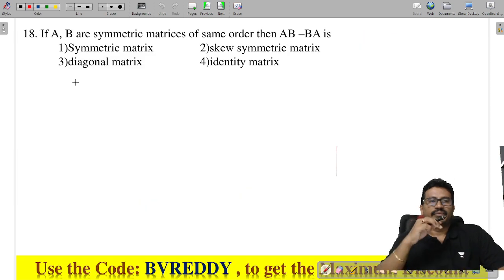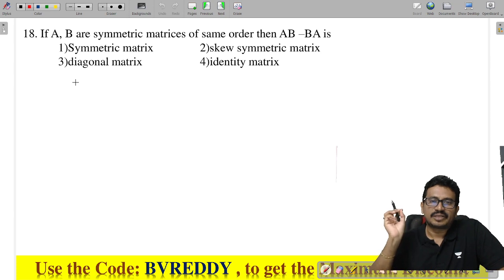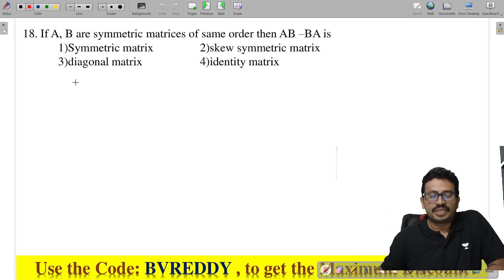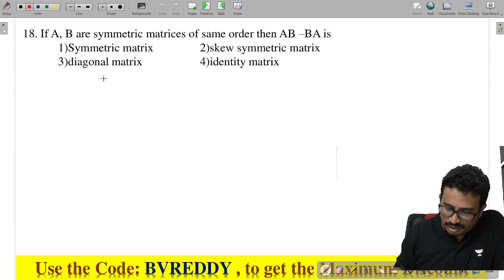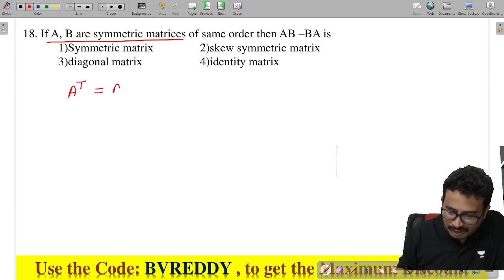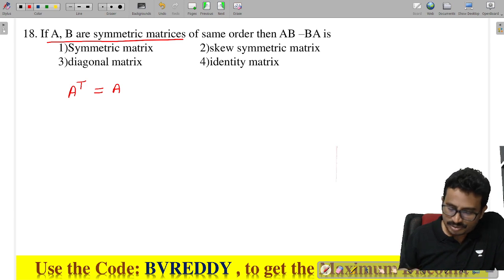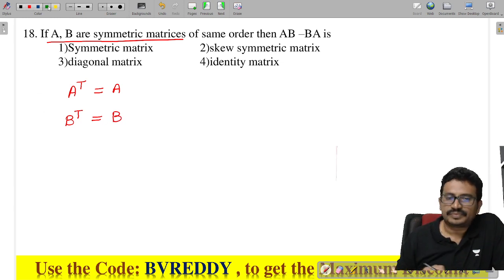Next problem. If A and B are symmetric matrices of the same order, then AB minus BA is? Now they have given that A and B are symmetric. What is meant by symmetric? If A transpose equals A, then we can say the matrix is a symmetric matrix. Here A and B are symmetric, so A transpose equals A as well as B transpose equals B. This is the condition given in the problem.